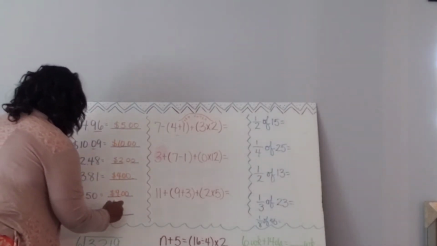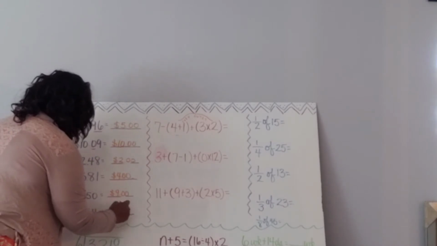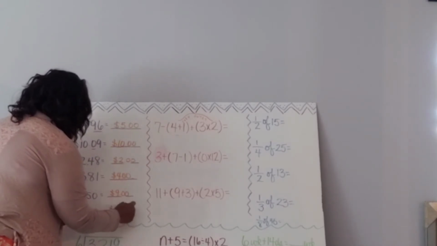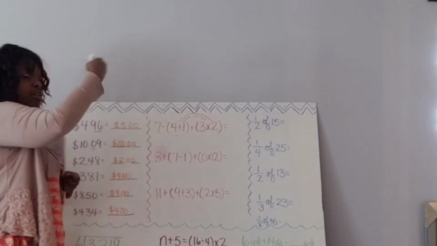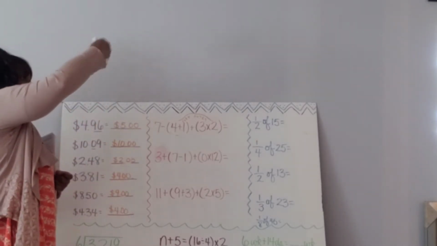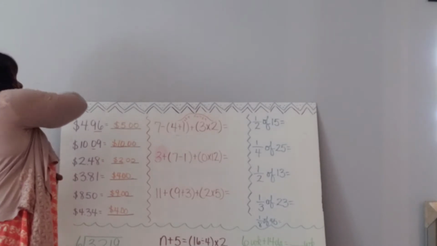What about $4.34, Isaiah? Yes, that's going to go down to $4, okay? Because 30 is under 50. It's under that 49, 40, and then you just keep counting down.